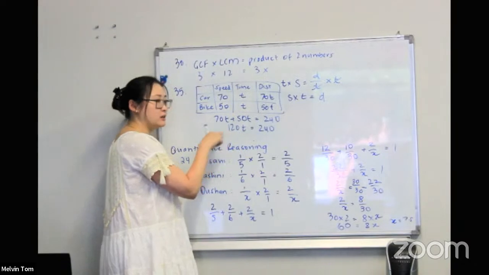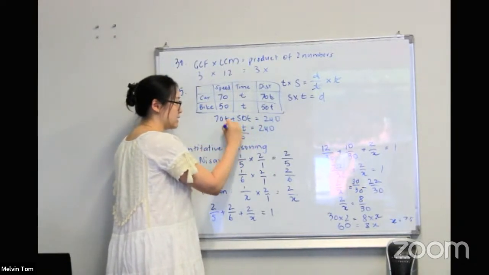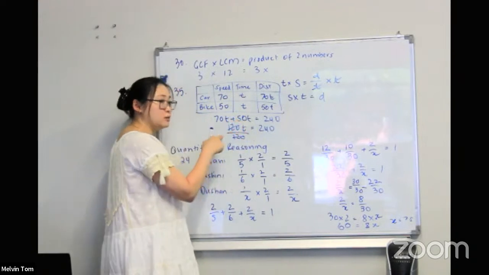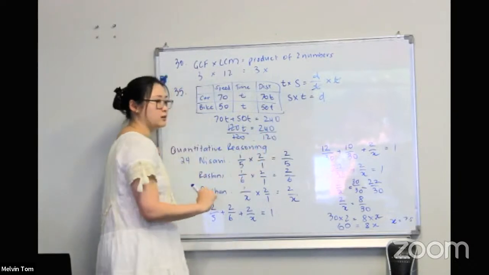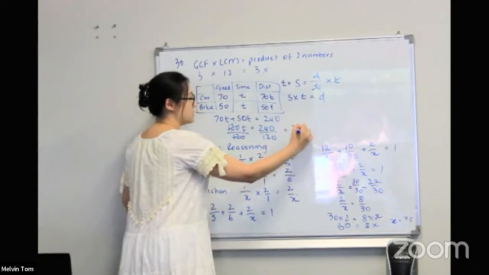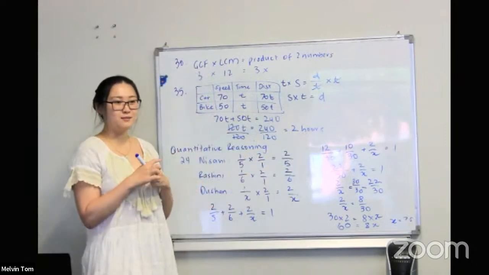How do I make this 1? Divide it by 120. Yep. So that cancels to make 1. But what you do to one side, you have to do to the other side. So what's 240 divided by 120? 2. So how long does it take? 2 hours. Okay? Does that make sense? Yeah.